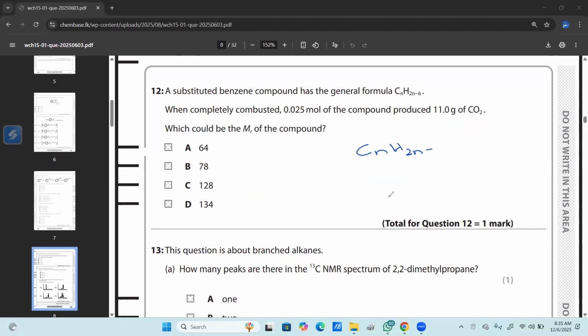Then we have the general formula CnH2n minus 6. We'll take it as 12 into 10 plus 2 into 10 minus 6, 120 plus 20 minus 6. So you can easily find the answer. 120 plus 20 minus 6, you get it as 134.